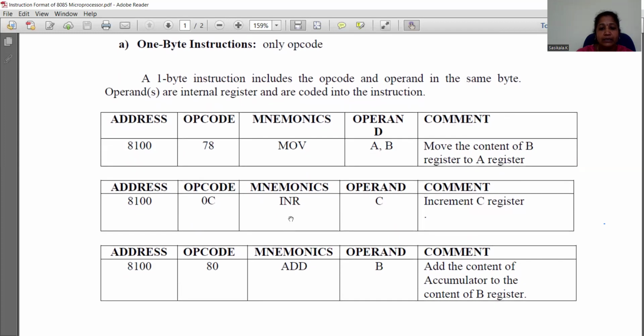For example, consider the next instruction INR C. The meaning of INR C is increment the C register by 1. So whatever the content of C register, if the increment C instruction is given, the content of C is incremented by 1. The opcode for this INR C is 0C, and that is stored in 8100. So INR C is a 1-byte instruction because this instruction consists of only opcode.